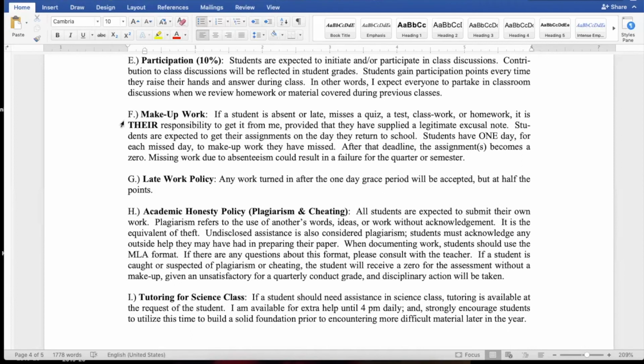Missing work due to absenteeism could result in a failure for the quarter or semester. Keep this in mind, guys. You have that grace period. If you're out for 1 day, you have 1 day to make up the work. Any work turned in after that 1 day grace period will still be accepted, but at half points.